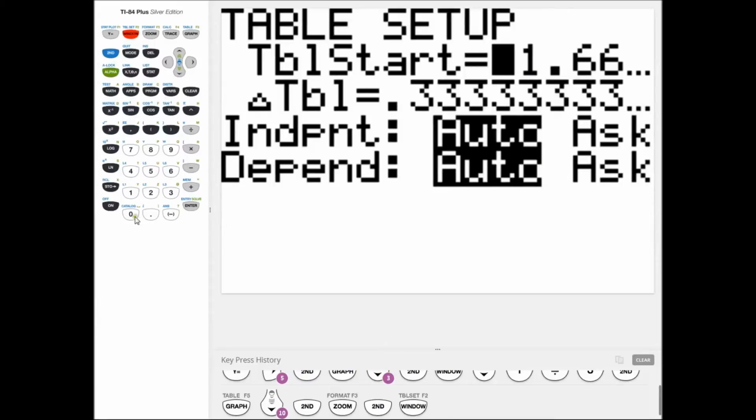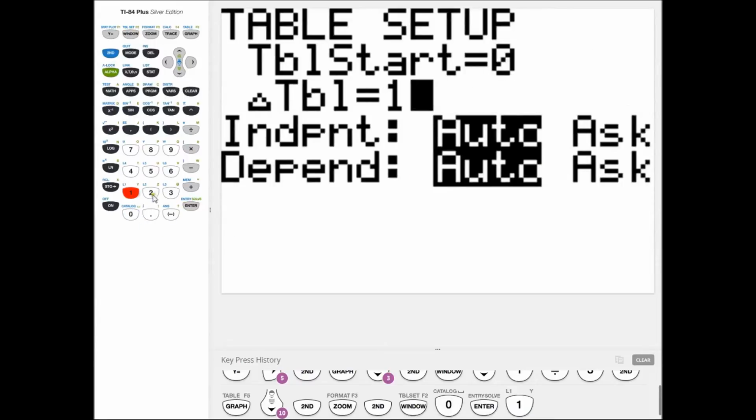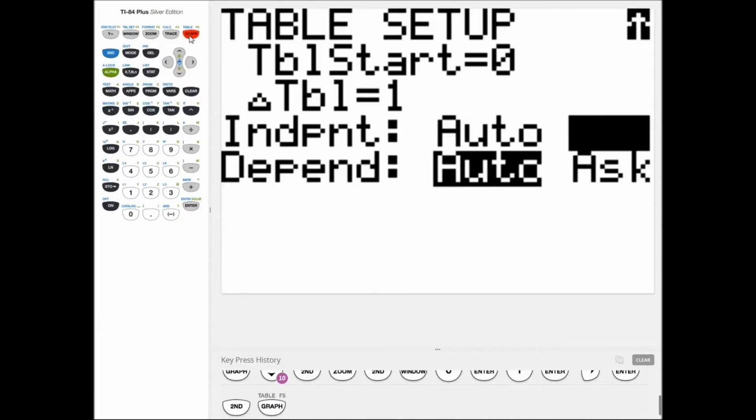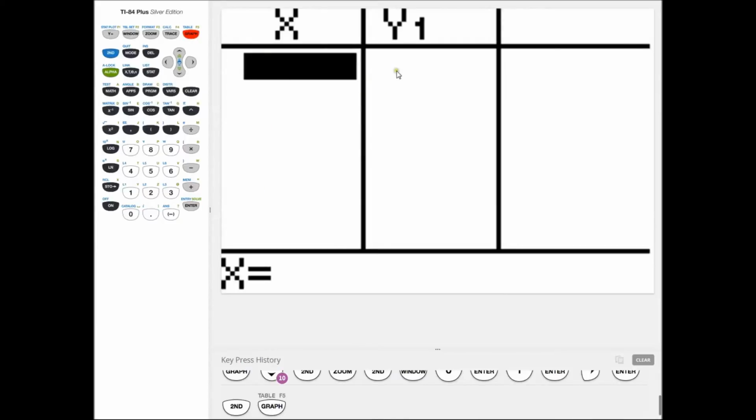I'm gonna set this back to 0. Set this back to 1. And go through, check the whole numbers first, and if they're not there, then rather than counting in fractions, we can actually just plug in fractions. And so where it says independent auto, that means it's automatically listing those x coordinates. We can put it to ask. And what this does is it's going to give you a blank. When we go back to the table, x is blank, which means y is blank too.